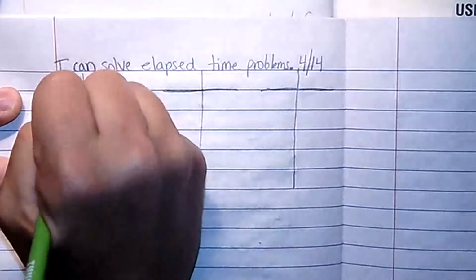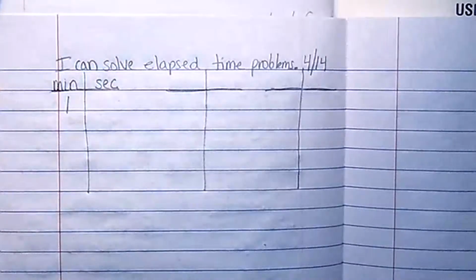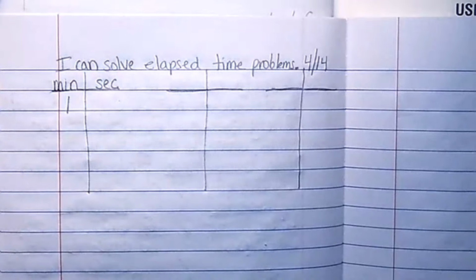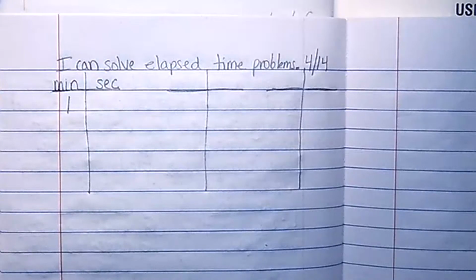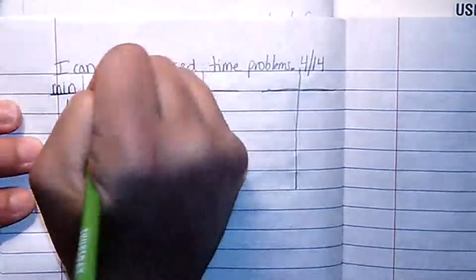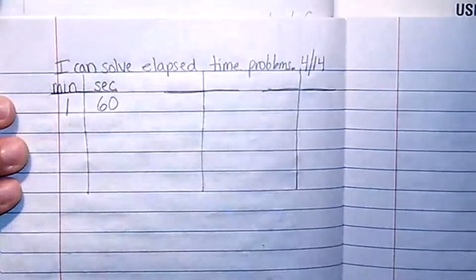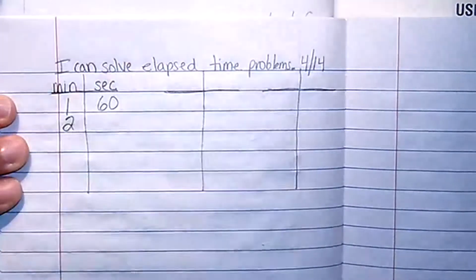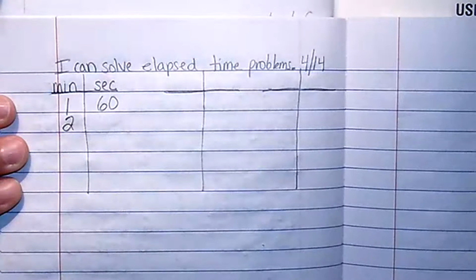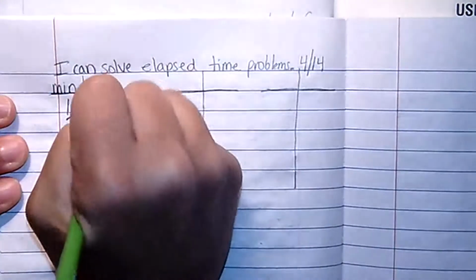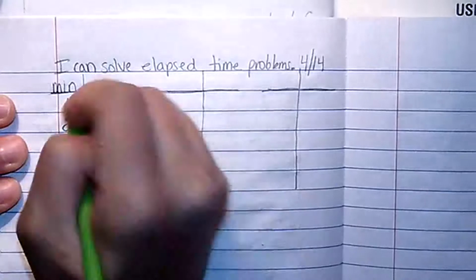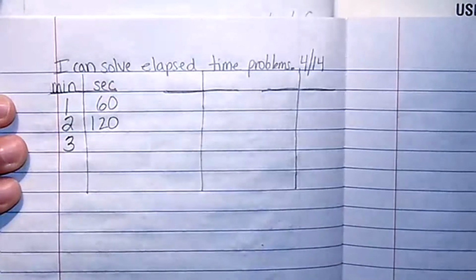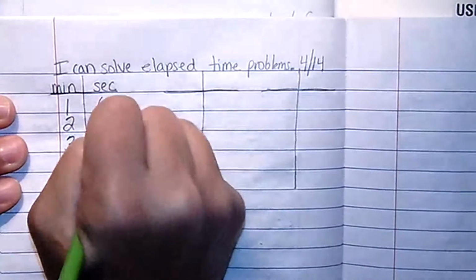If I have 1 minute, if I said, all right, let's see if we can jog in place for 1 minute, how many seconds would we have to do that for? That's right, 60 seconds. So what if we were going to jog in place for 2 minutes? Well, I think in my head, 60 plus 60 is 120. What if we were going to jog in place for 3 minutes? That's 60 plus 60 plus 60, that's 180.